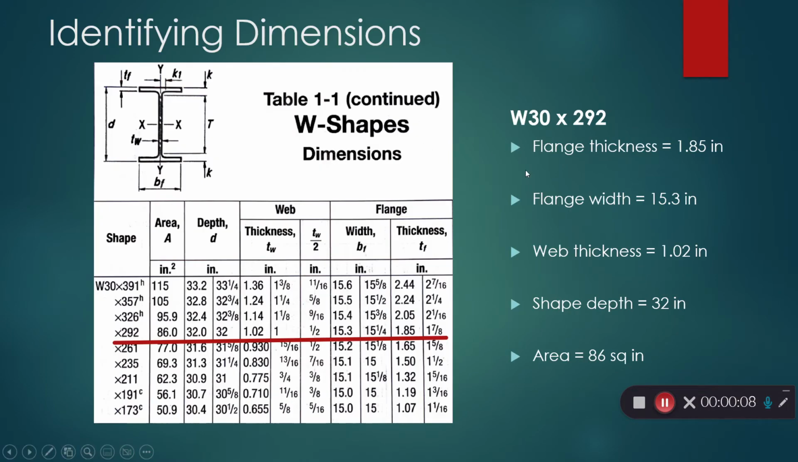This is very similar to what I did for the week 2 project. I decided to stick with the exact same shape, which was a W30 by 292 shape. This isn't really that important for this week, but I just wanted to show you where I got the actual dimensions from, and this is directly from the steel manual right here.